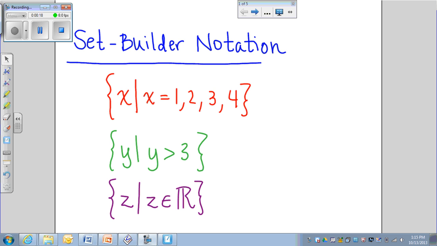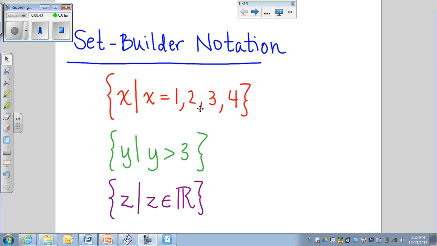The set builder notation is a set, so it starts with the curly brackets, as we saw when we were writing our domain and range. Then what we have is the variable itself. So in this set, we're calling all of these numbers x. This line is read "such that," and then we tell what x is or what x can be.